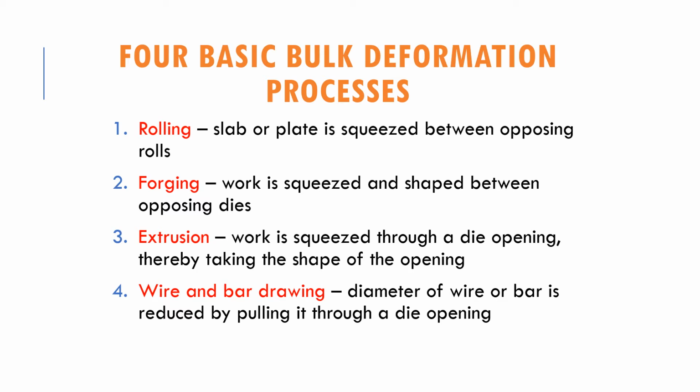The second one is forging, in which the work is squeezed and shaped between two opposing dies. The third one is extrusion, where the work is squeezed through a die opening, therefore it will take the shape of the opening. And the last one, wire and bar drawing, is the reduction of the diameter of the wire or bar by pulling it through the die opening.